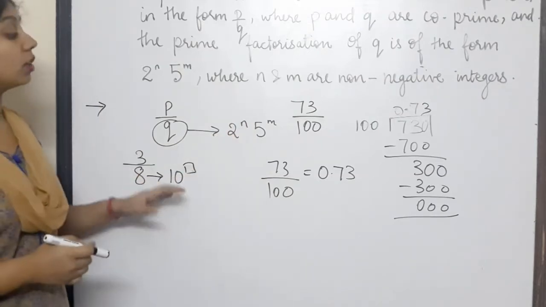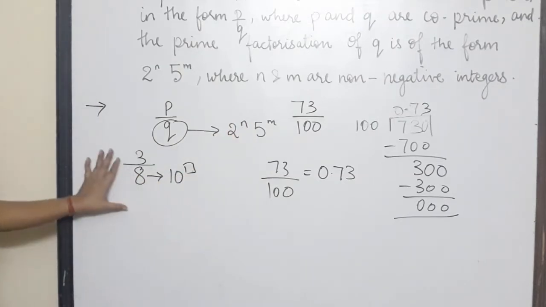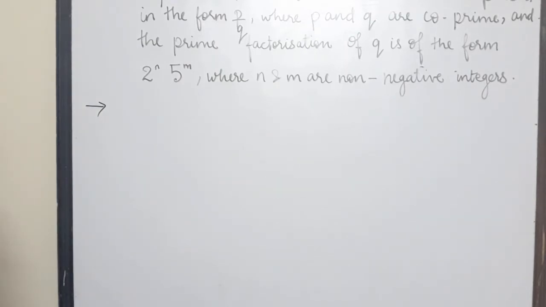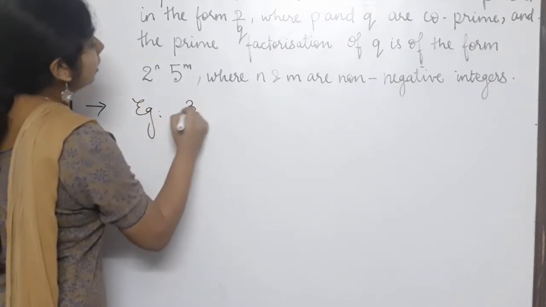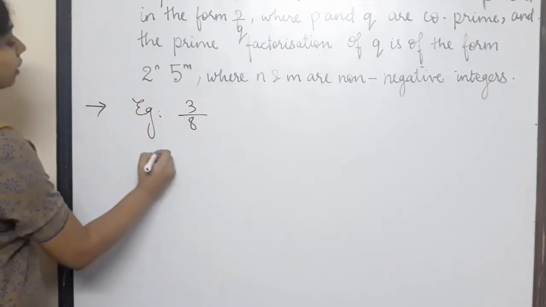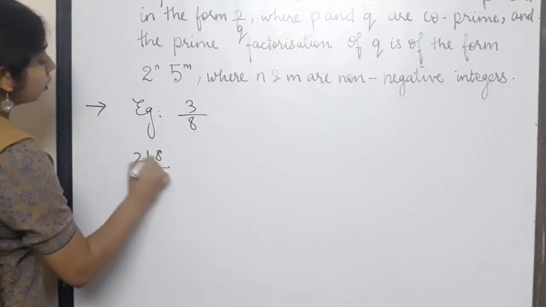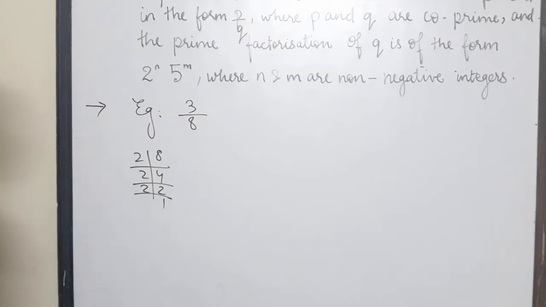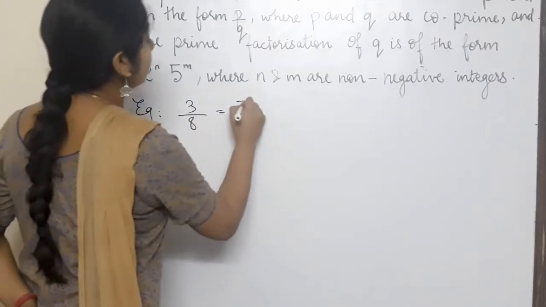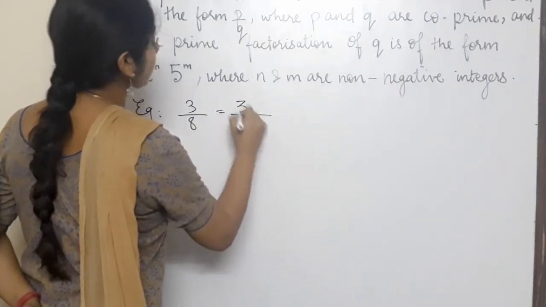So let us see two or three examples based on these questions. Now, the example: let us take 3 upon 8. Now the prime factorization of 8 is what? 2 fours are, 2 twos are, 2 ones are. That means 2 to the power 3. So we can write this as 3 upon 2 to the power 3.